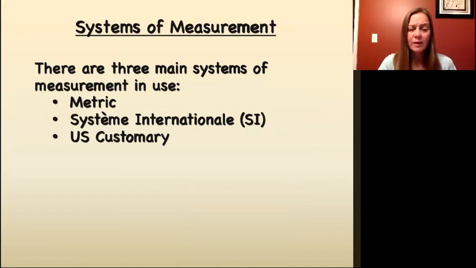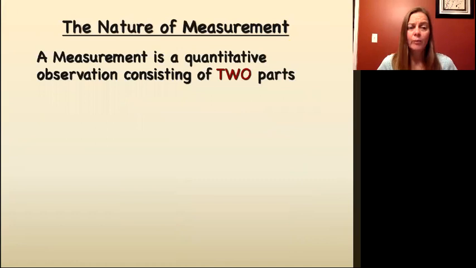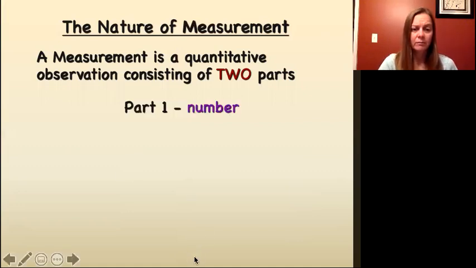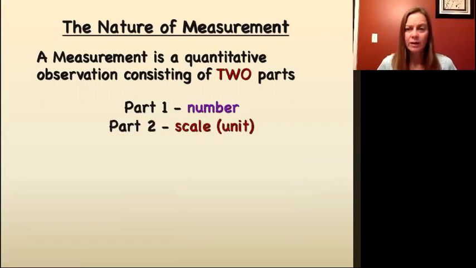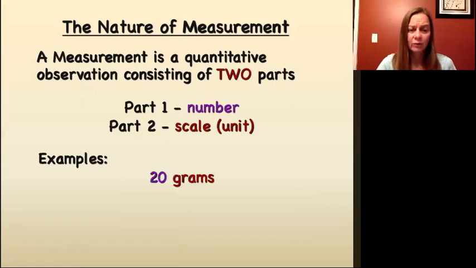Anytime we take a measurement, we have a quantitative observation. Remember, quantitative means numerical, consisting of 2 parts. We have a number, and we have a unit, something that tells us what the scale is. So for example, I might have 20 grams. 20 is my number, grams is my unit.